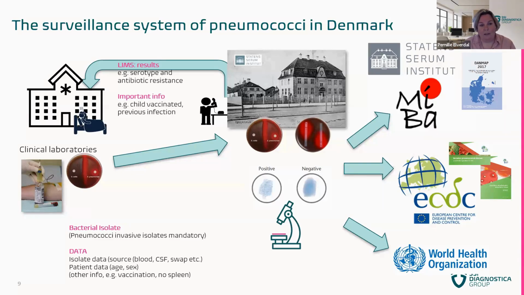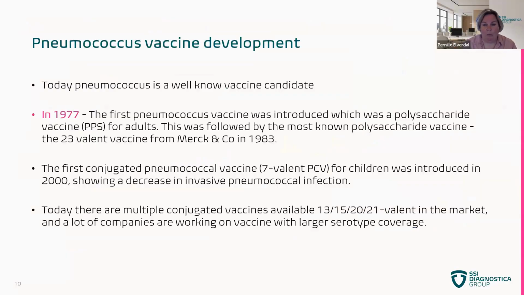So how does this then lead into the vaccine development? Today everybody knows that pneumococcus is a well-known vaccine candidate. And already by 1977, the first pneumococcus vaccine was introduced, which was the polysaccharide vaccine for adults. And later on in 1983, this vaccine was further developed by Merck to become the 23-valent polysaccharide vaccine, which is well known in the industry.